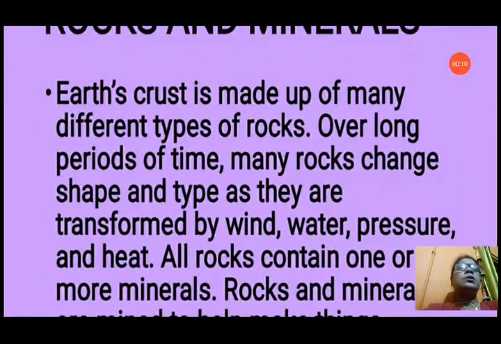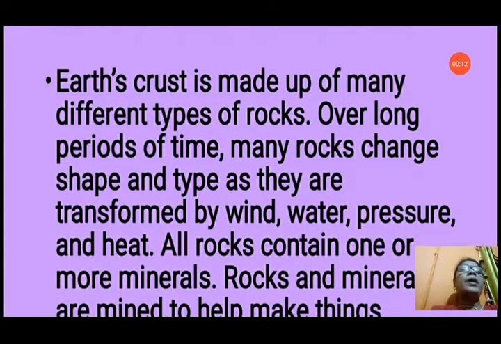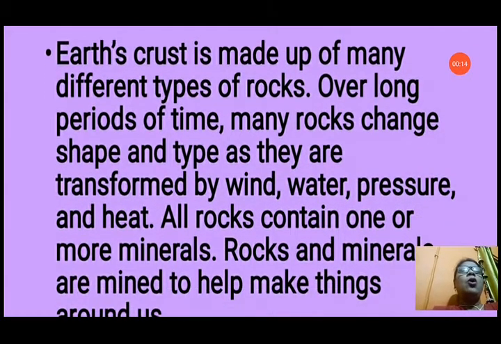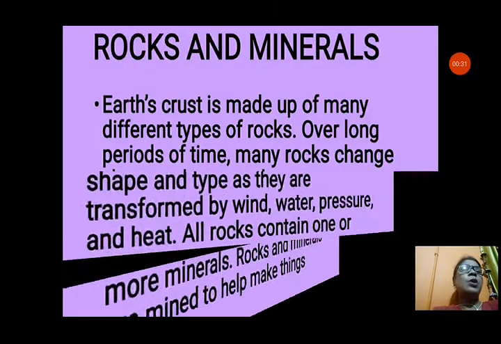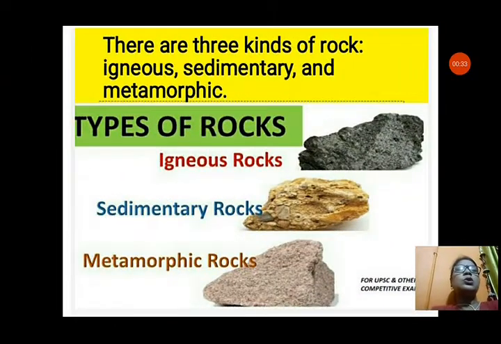Rocks and Minerals. You know that Earth's crust is made up of many different types of rocks. Over long periods of time, many rocks change shape and type as they are transformed by wind, water, pressure, and temperature. All rocks contain one or more minerals. Rocks and minerals help make things around us. So, many things we get from the rocks and minerals. These are very important in our life. So, we will discuss all these.